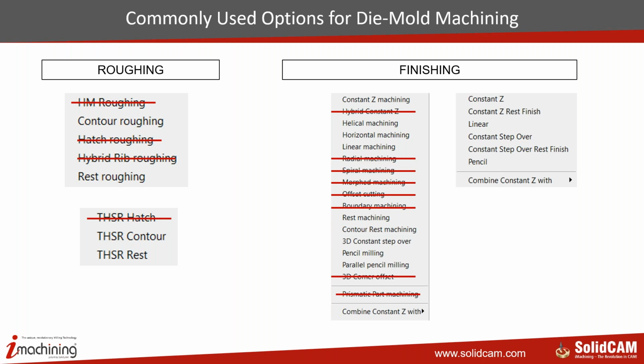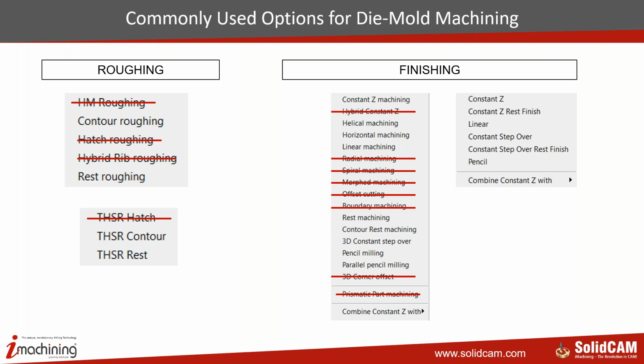Apart from this, we have hatch roughing, we have rib roughing. I have not seen till now any sizable amount of people using hatch roughing for die molds. It's very rare. Of course, in aerospace, people use it, but that is for a different purpose. And today, we are not talking about aerospace here.